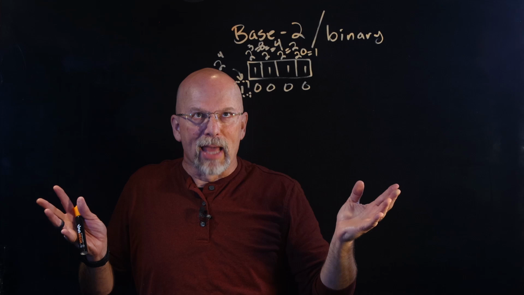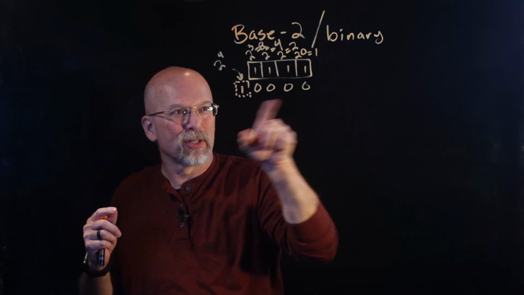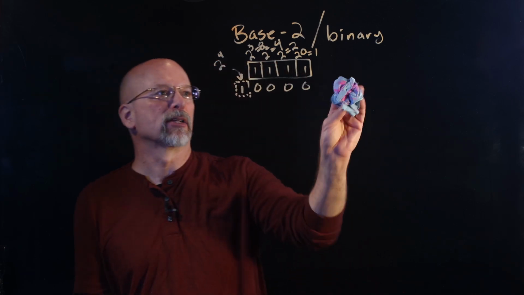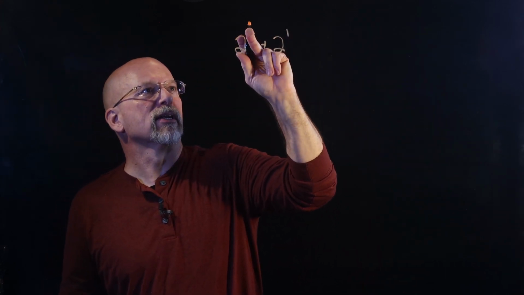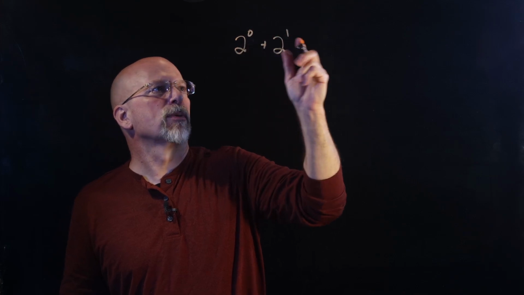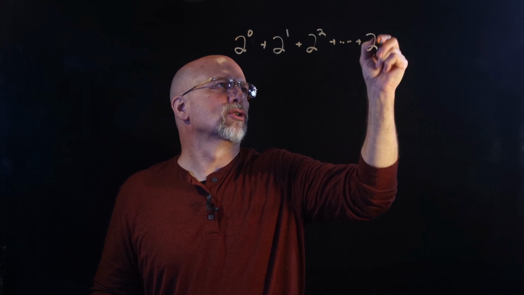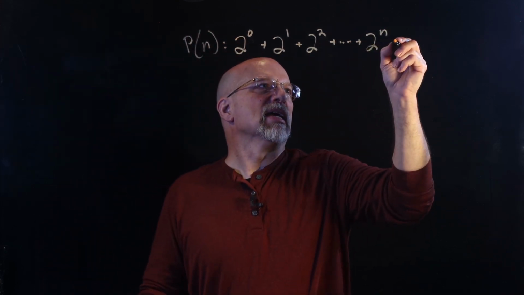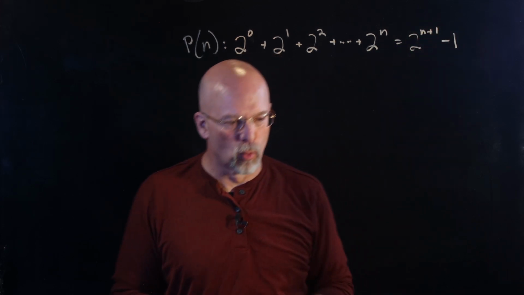You add 1 to that, you get a 2 in the next position, a 1 in that position and zeros everywhere else. Let's try writing that as a mathematical expression. What we're saying is 2 to the 0 plus 2 to the 1, and that kind of looks like a 6, doesn't it? 2 to the 0 plus 2 to the 1 plus 2 to the 2, plus all the way up to 2 to the n, this is our proposition based on n, is equal to 2 to the n plus 1 minus 1.